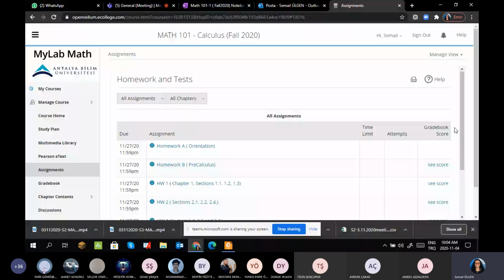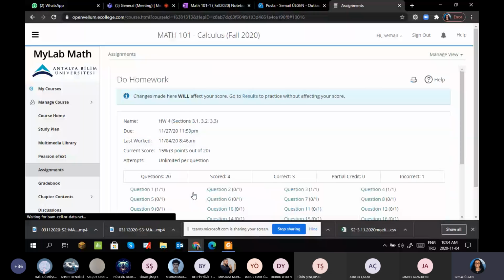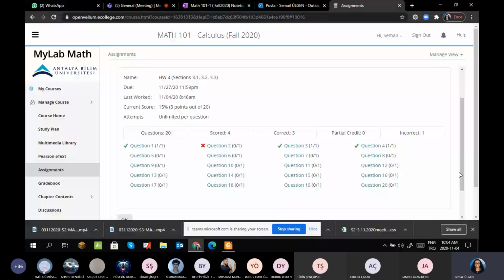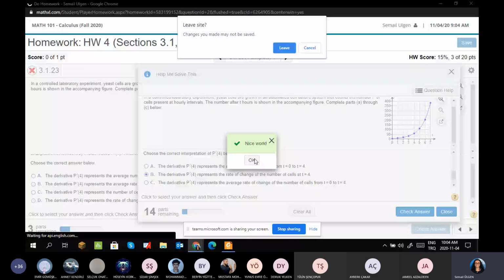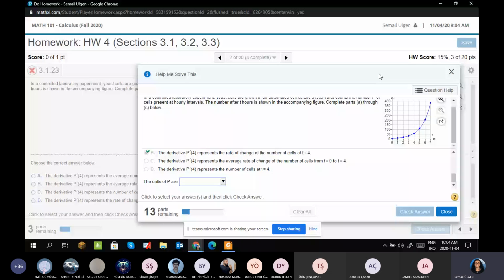Okay, so we are going to open up this homework again. We are in question 2. Let's continue on this. So we got that. Now the units of P. What are the units of P? First of all, we said t is in hours, so it's going to be cells per hour squared or hours. Which one do we have to determine?